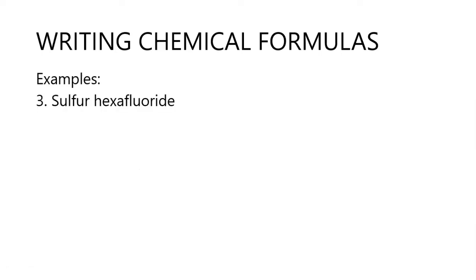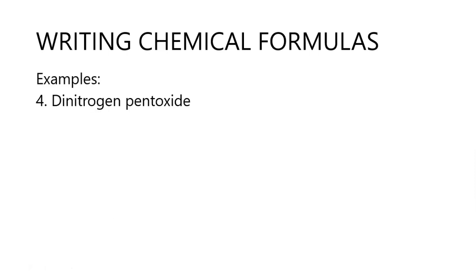Next, sulfur hexafluoride. Okay, so sulfur is S. Fluoride is, or fluorine is F. And then, since walang prefix kay sulfur, siya ay automatically 1. Si fluorine ay may prefix na hexa that is equivalent to 6. The final chemical formula is SF6. Sulfur hexafluoride has a chemical formula SF6.